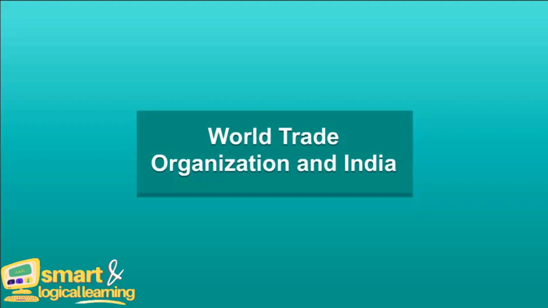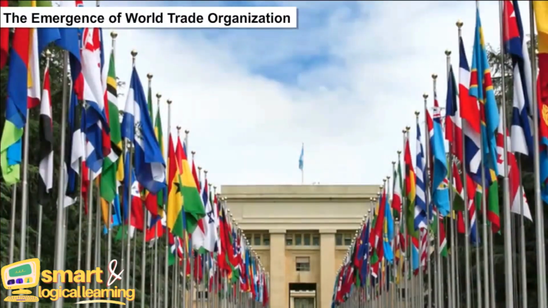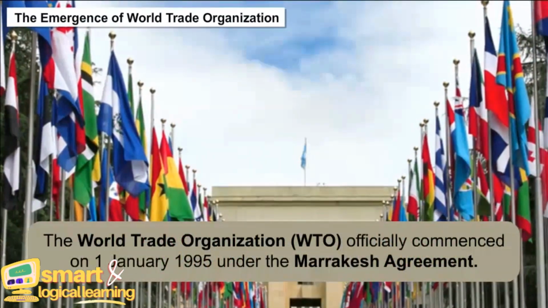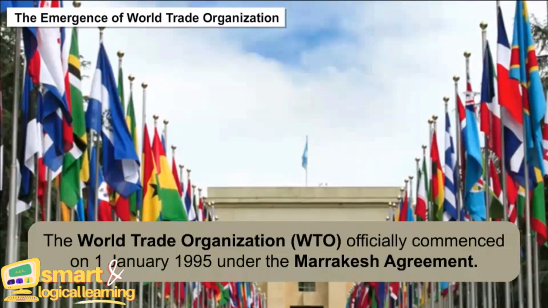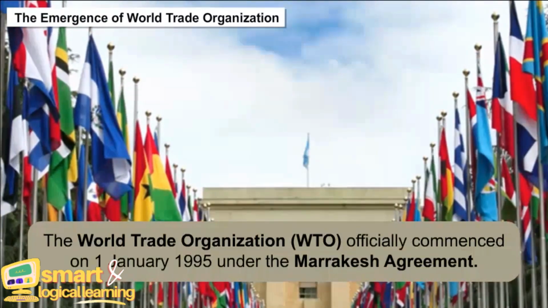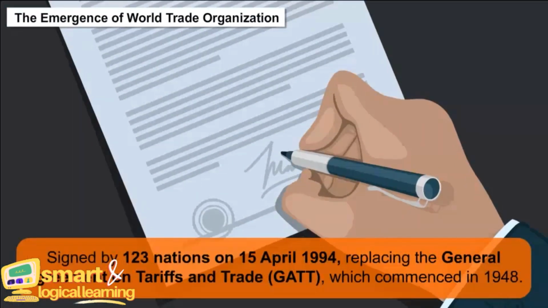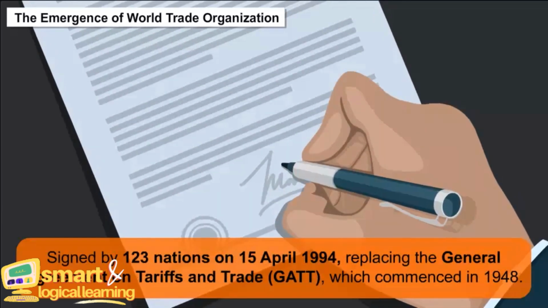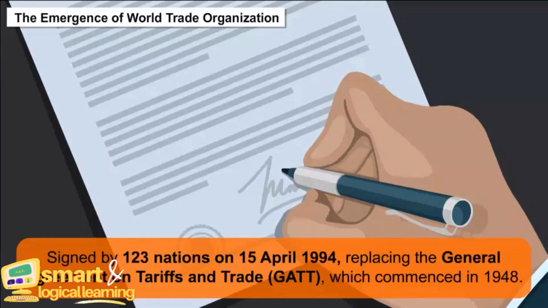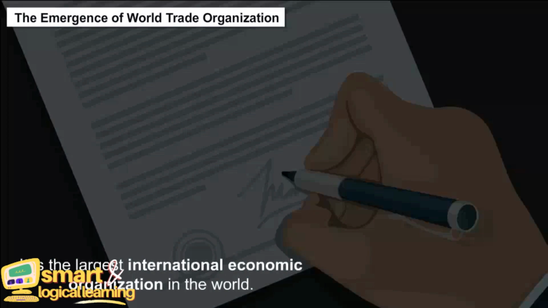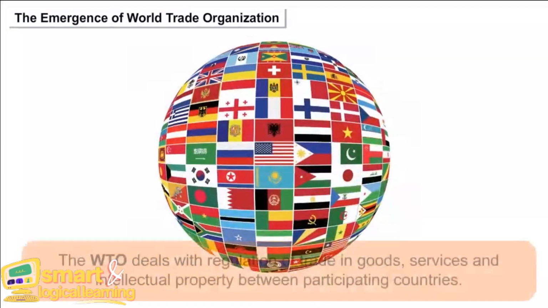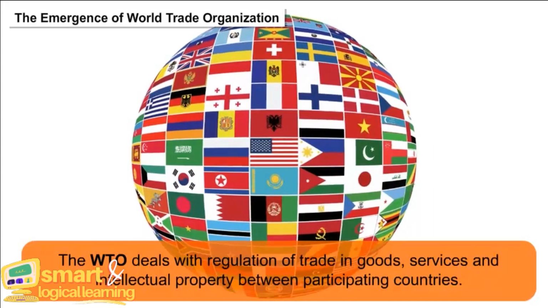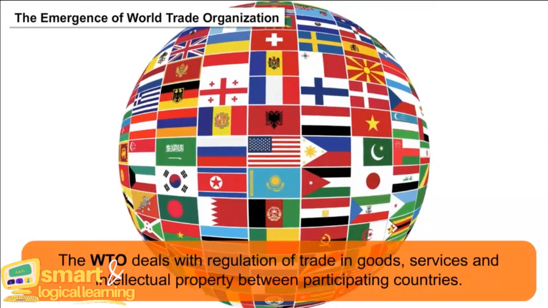World Trade Organization and India. The emergence of the World Trade Organization. The World Trade Organization or WTO officially commenced on 1 January 1995 under the Marrakesh Agreement signed by 123 nations on 15 April 1994, replacing the General Agreement on Tariffs and Trade, that is GATT, which commenced in 1948. It is the largest international economic organization in the world. The WTO deals with regulation of trade in goods, services, and intellectual property between participating countries.